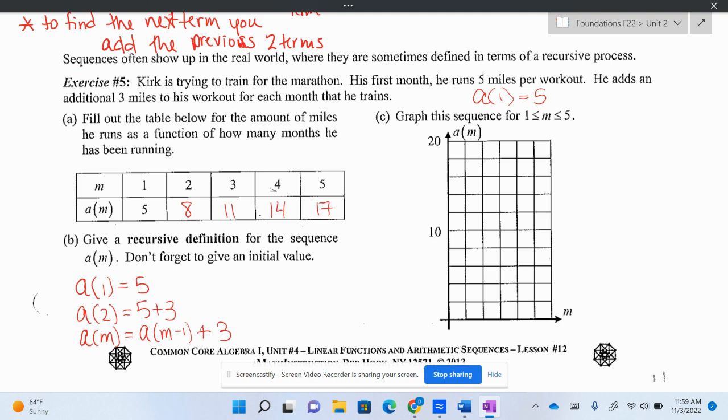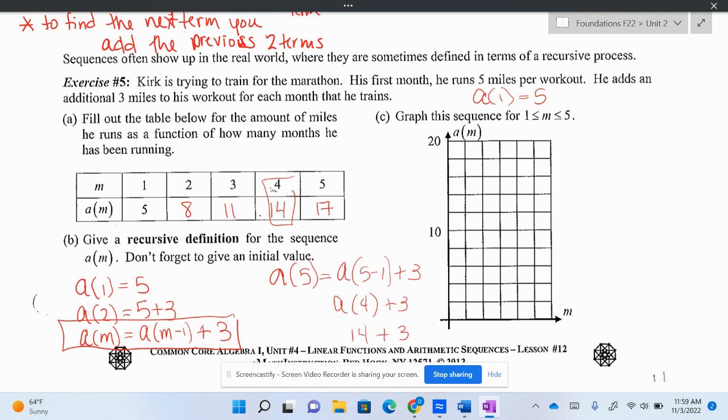So let's try and see if this is going to work, because I heard Daniel have an aha. So Daniel, if I wanted to use the formula that you just wrote, this says that a to the 5 can be found by taking a to the 5 minus 1 and adding 3 to it. But what is a to the 5 minus 1? Well, that's a to the 4. And if I look at the fourth term, a to the 4 is actually 14, plus 3 is a to the 5.